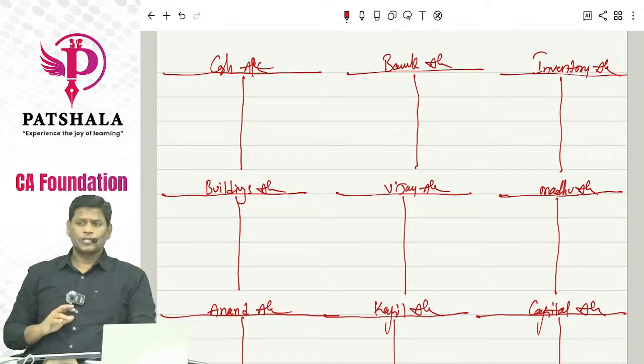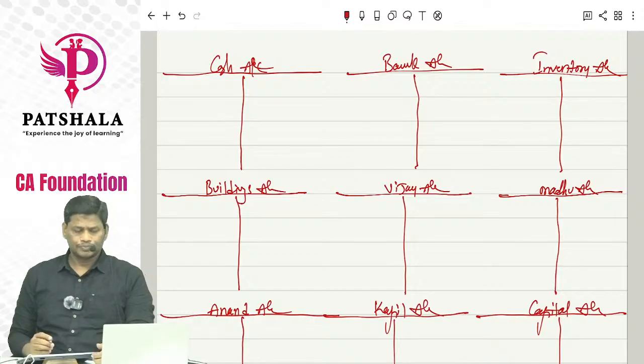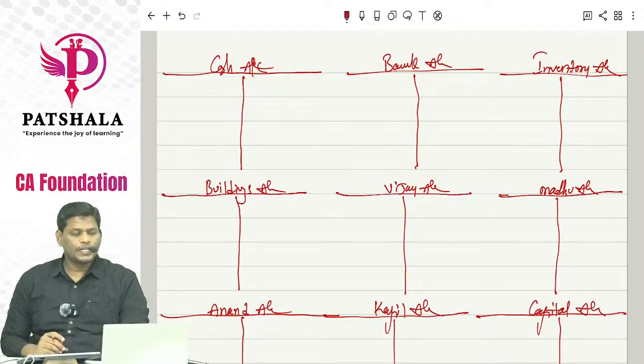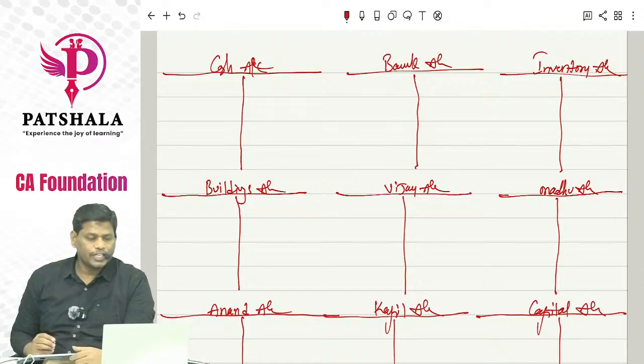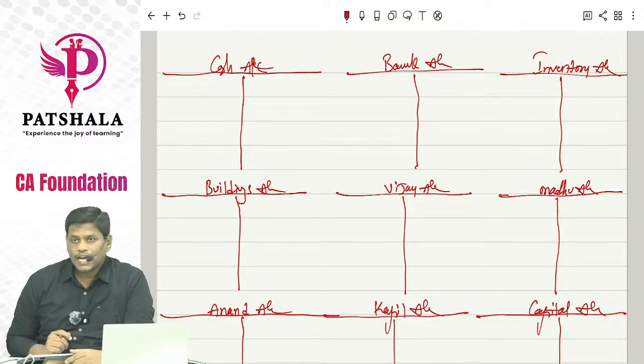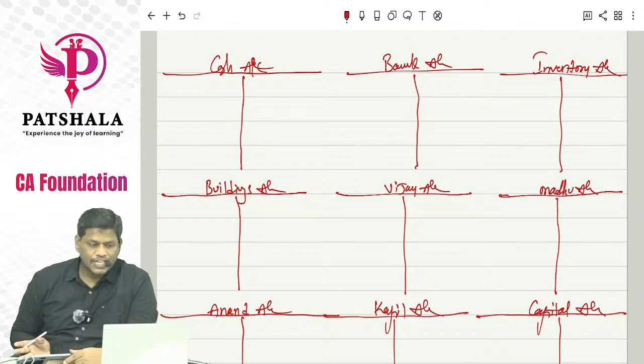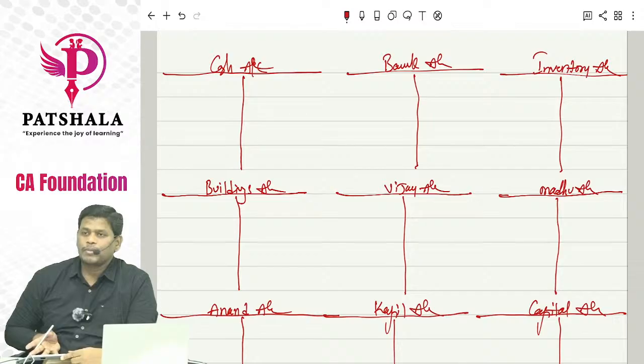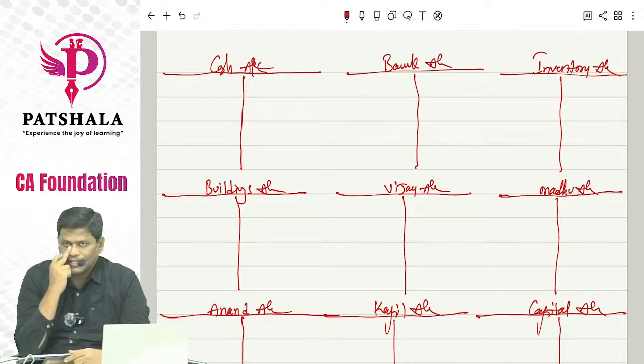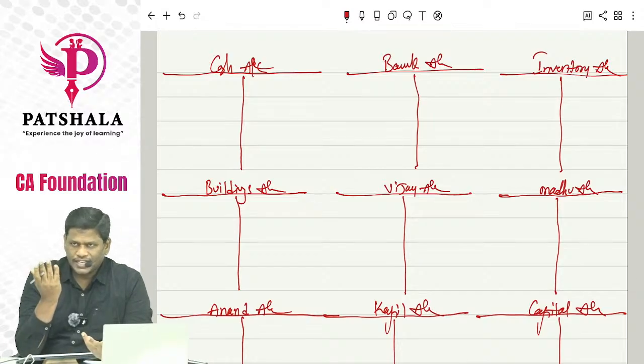Chalo, children, here everyone. First, we have the opening balances. On 1st January 2022, we had the opening balances. Cash in hand, all debit balances. Debit balances should be written on which side? Left side, debit side. Right?